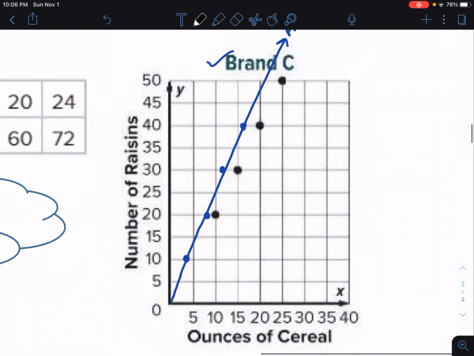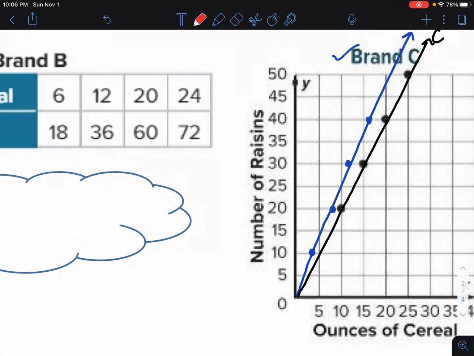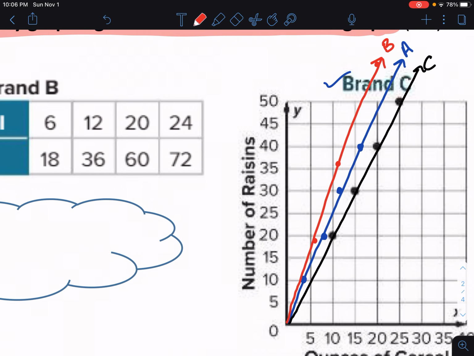I'll do brand C in black because it's already there. So there's brand C. And then I'm going to do brand B in red. So 6, 18, 12, 36, 20, 60 is going to be up here off the graph. So I'm going to plot what I can. This is going to be brand B.